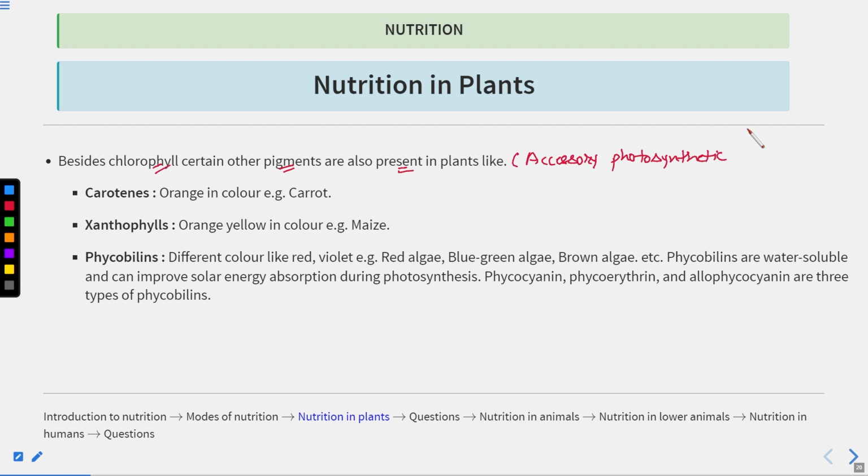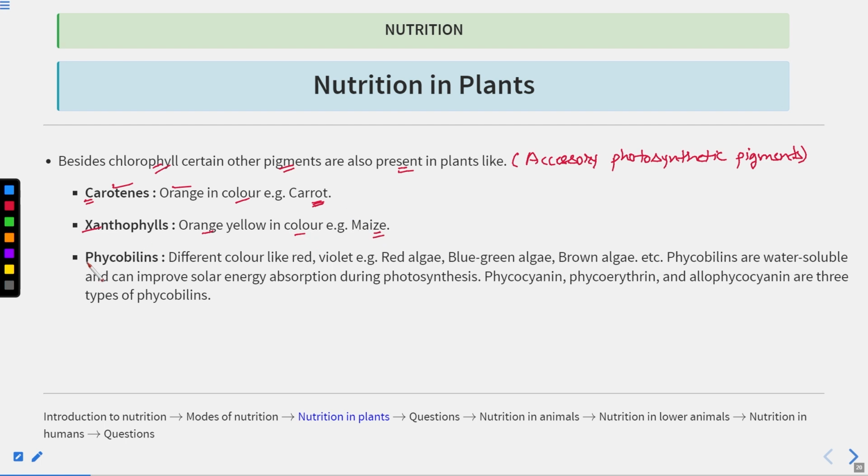Okay, these are known as accessory photosynthetic pigments. Clear? Now, one of them is carotenes. Carotenes are orange in color. An example is carrot. Carrots, you know, are orange in color, and they contain the accessory pigment carotenes, which give it orange color. Another type of accessory pigments are xanthophyll. These are orange yellow in color, and these pigments are present in maize.